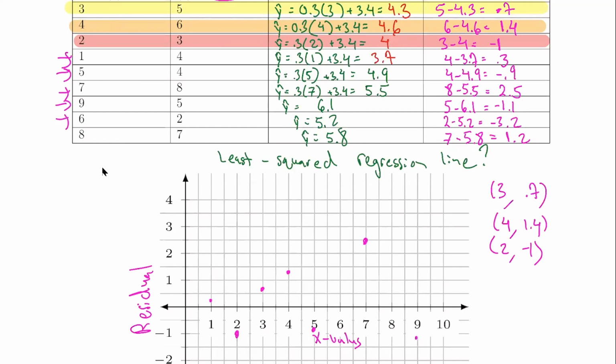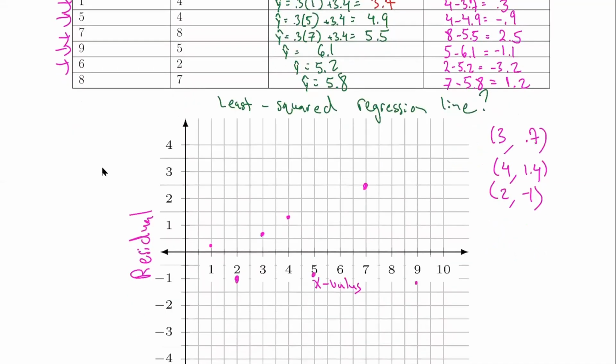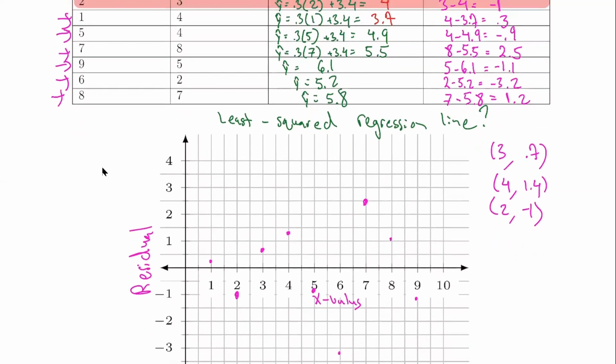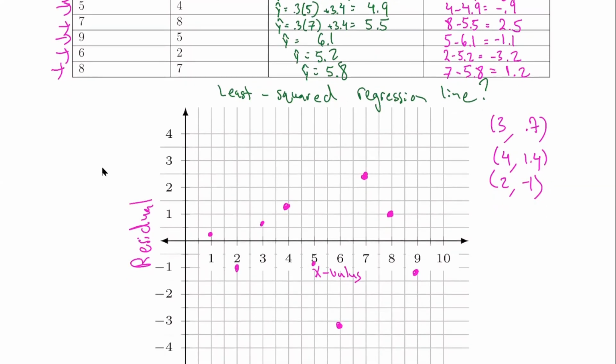Then we have 6 and negative 3.2. So 6 and negative 3.2 actually go down. And lastly, we have 8 and 1.2. So we have 8 and 1.2. Here, let me make the dots a little bit thicker or bolder. All right, and that's how you do a residual plot.